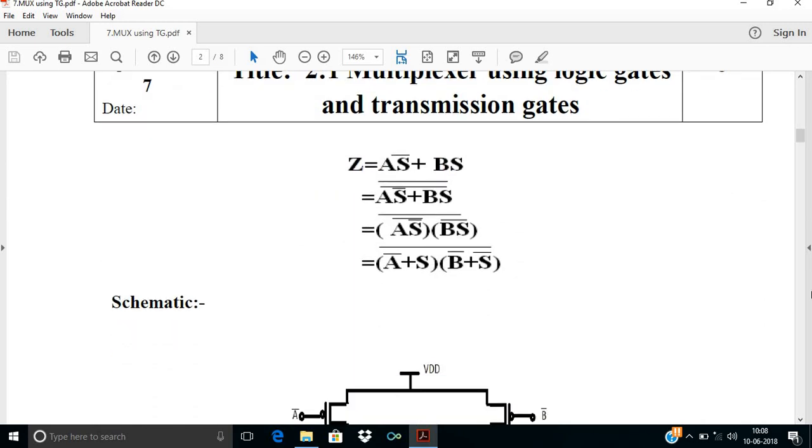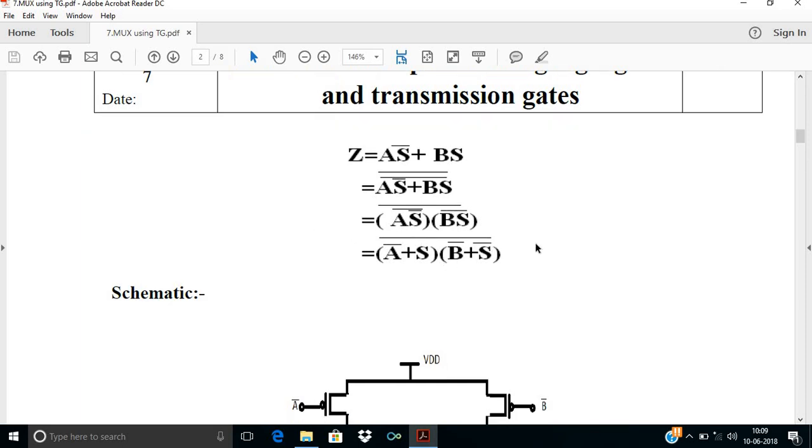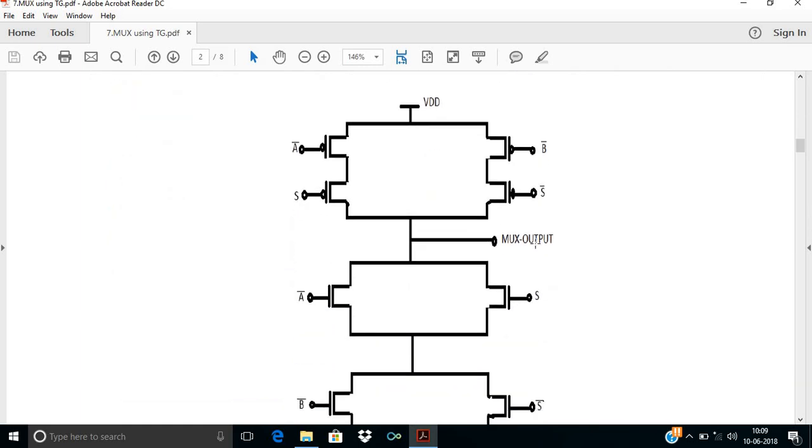Now we simplify this equation for drawing the CMOS layout. Z is equal to A into S bar plus B into S. First we double bar it, then solve the first bar using De Morgan's law: (A plus B) bar is equal to A bar dot B bar, hence (A into S bar) bar into (B into S) bar. Again we solve this: (AB) bar is equal to A bar plus B bar, hence (A bar plus S) into (B bar plus S bar), whole bar. Now we can draw this using the CMOS circuit schematic.